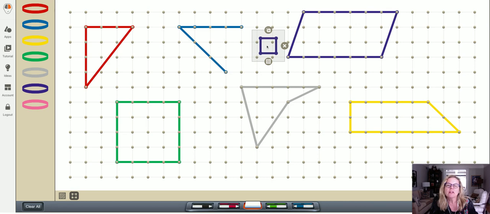This angle is smaller than a right angle because if I put that square in the corner, it's not as big. This would be a right angle. It kind of makes the blue disappear. And this angle is larger than a right angle.